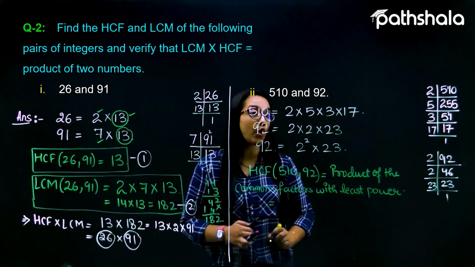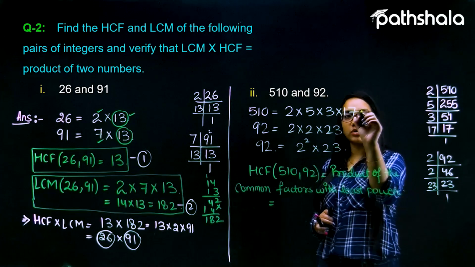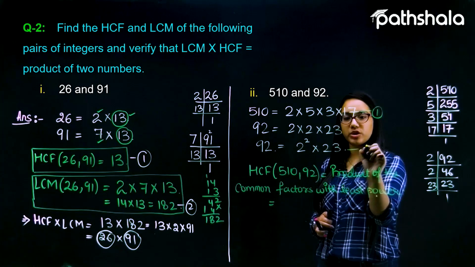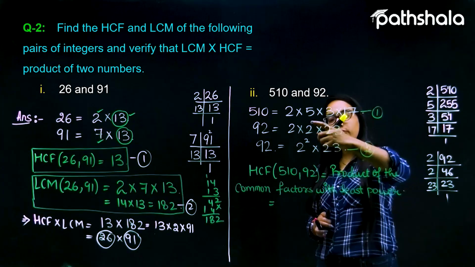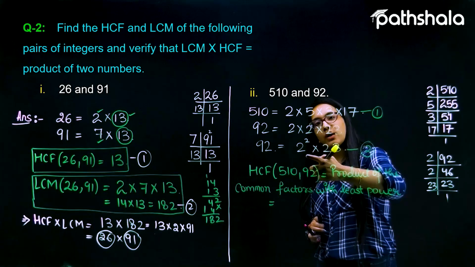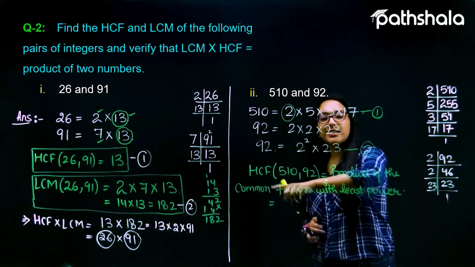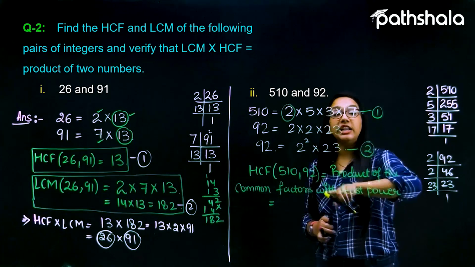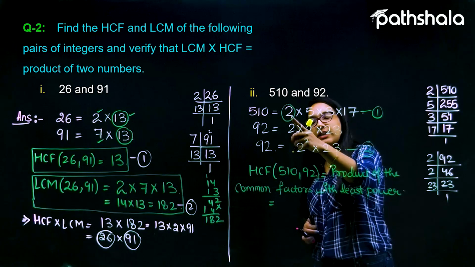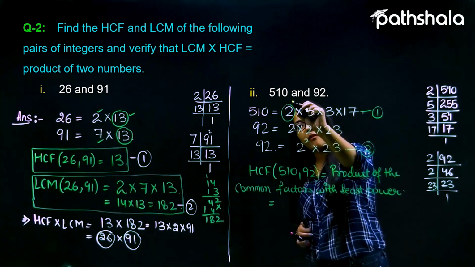So let us suppose I'm talking about finding out the HCF of these two numbers. So this one is my first equation. Let us suppose this one is my second equation. So first of all, in the first number and in the second number, we do know there is one thing common, that is nothing but the number 2. So HCF means a product of the common factor with the least power. We know that the least power of 2 and 2 square is obviously 2 raised to the power 1.